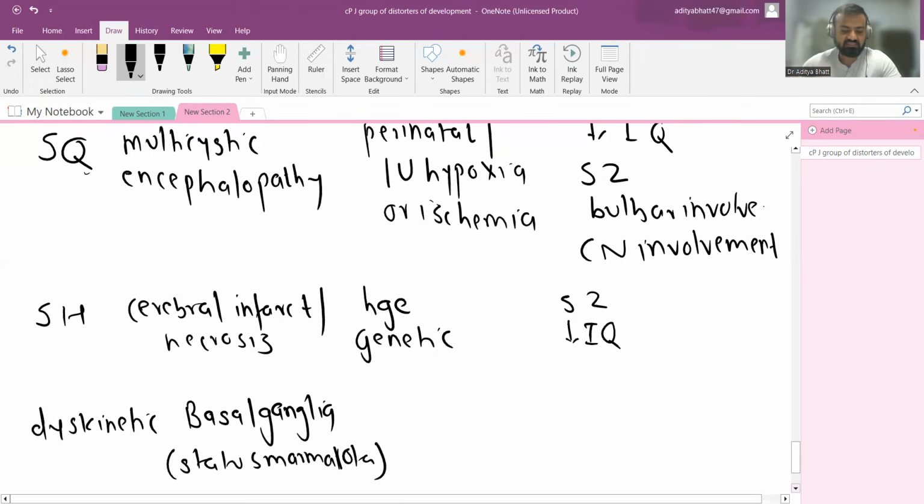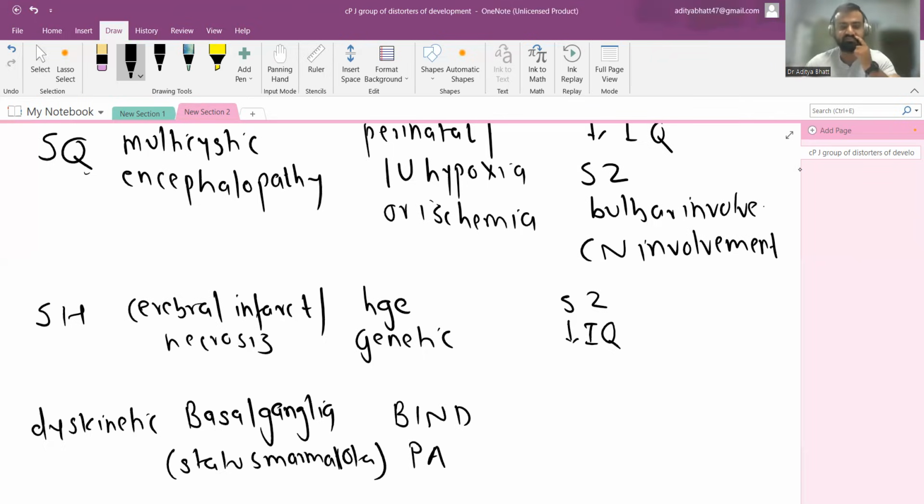It is most commonly due to bilirubin-induced nerve damage. It might also be due to perinatal asphyxia, but bilirubin-induced neuronal damage, kernicterus, is the most common cause, and it is associated with hearing abnormality, sensorineural hearing loss. And it is central in nature. Sensorineural hearing loss. There might also be presence of gaze palsies.